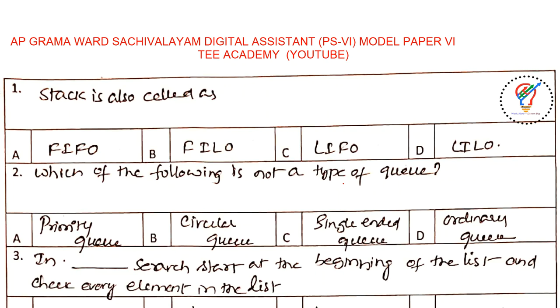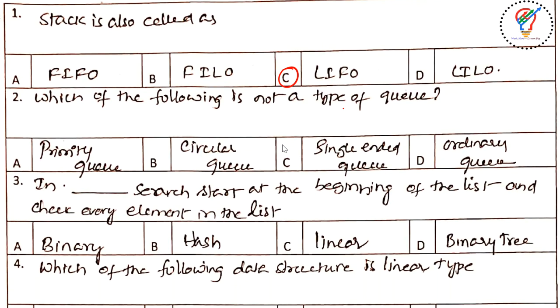Okay, the first question here: stack is also called as? The options are FIFO, FILO, that means first in last out, C is LIFO, last in first out, and LILO, last in last out. So the correct answer is C here, that is last in first out. Next one, which of the following is not a type of queue? The options are primary queue, circular queue, single ended queue, ordinary queue. Answer is single ended queue.